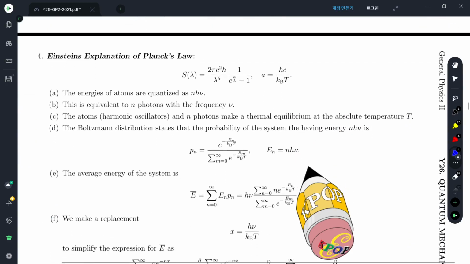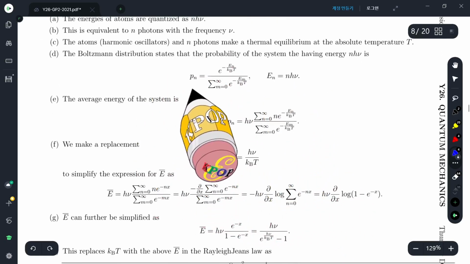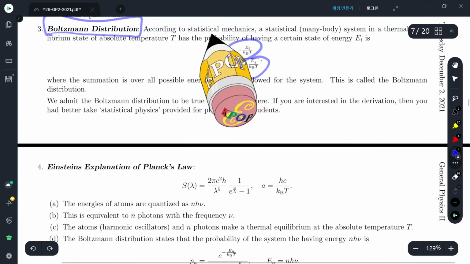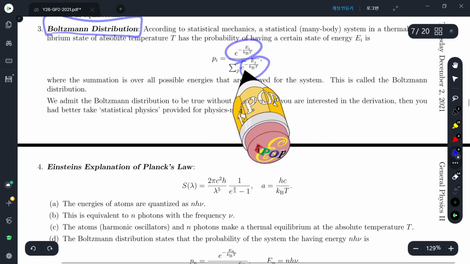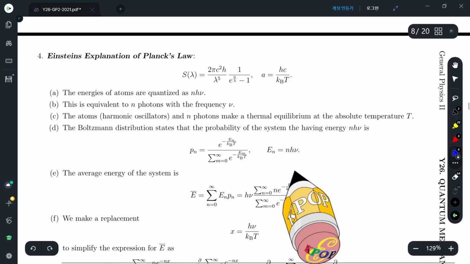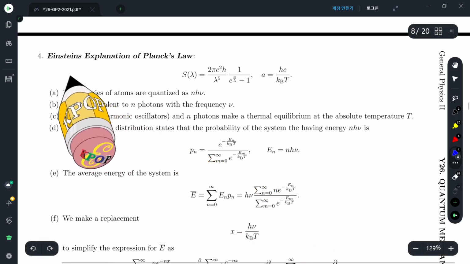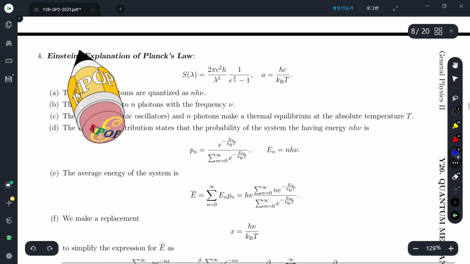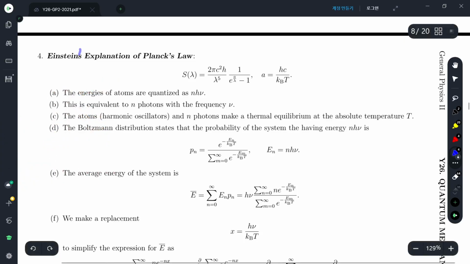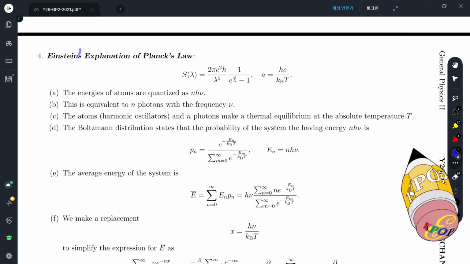All right, and then Einstein explained it, and that is just what we have just commented. And the Boltzmann distribution is a probability of having such a state in the cavity. So in summary, this is Einstein's explanation of Planck's law.